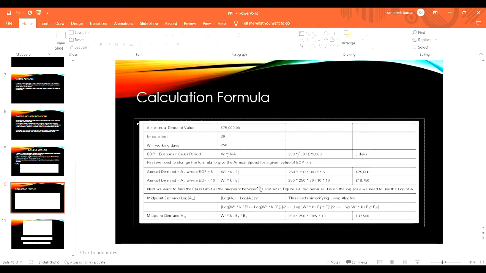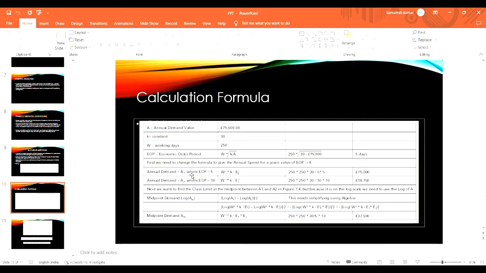So if you put the values of W, K and A into W root of K by A, then you will be getting the value as 5 days. For example, W is 250 into root over K, where K is 30, so 30 by A. What is the value of A? 75,000. So 30 by 75,000. If you do this calculation using a calculator, we'll be getting the value as 5 days. So this is your economic order period.